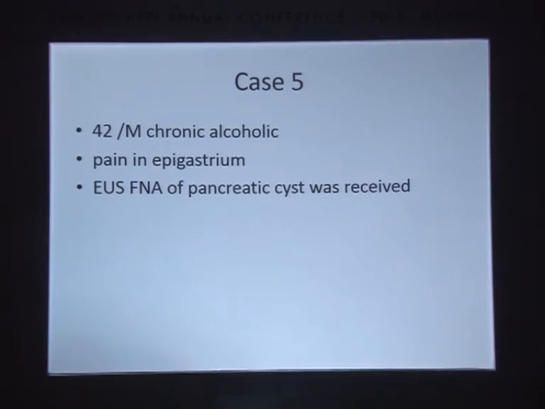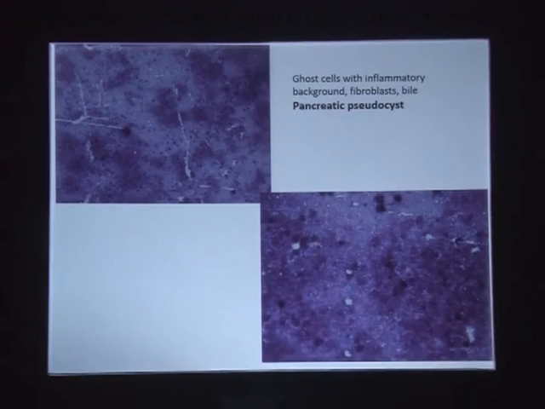This was a 42-year-old man. He was a chronic alcoholic, and we received an EUS FNAC of a pancreatic cyst. And classically, it showed this degenerated material with inflammatory background. Sometimes one may see some fibroblasts, bile, etc. And we called it pseudocyst of pancreas.